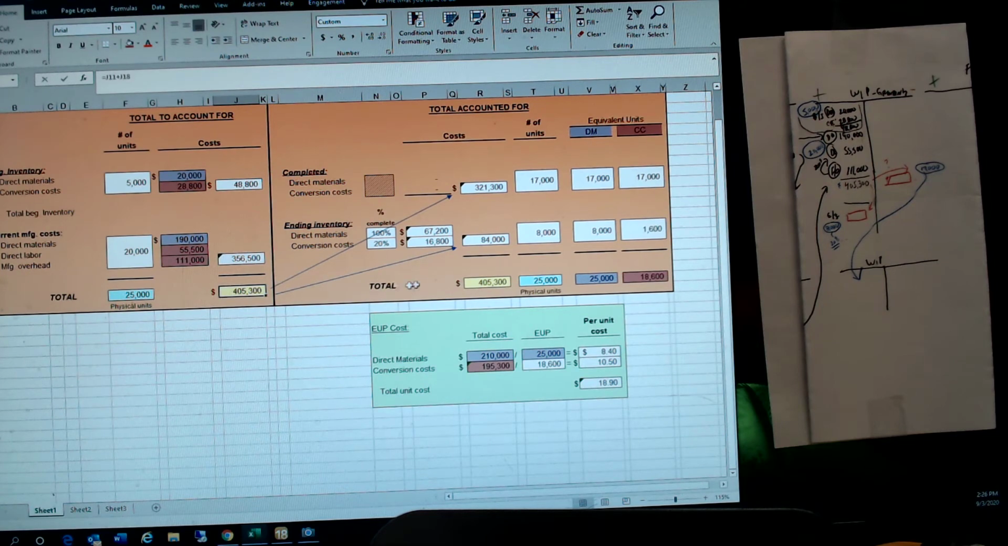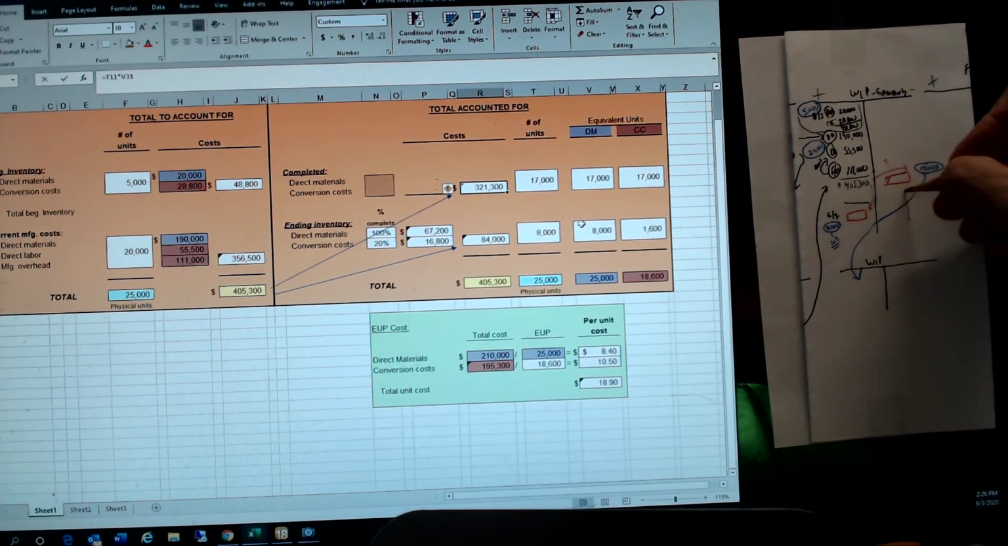Look at that. It balanced, which means now I know that I need to make a journal entry to do what? I need to transfer 321,300. That's what this number is.